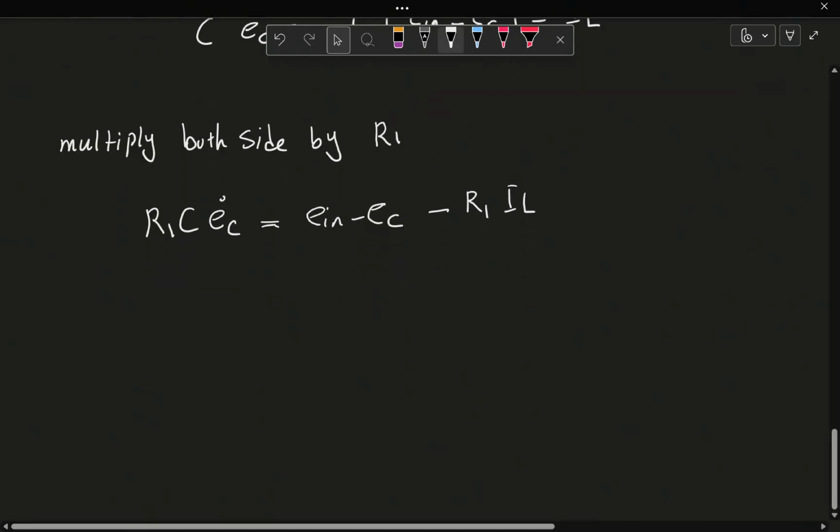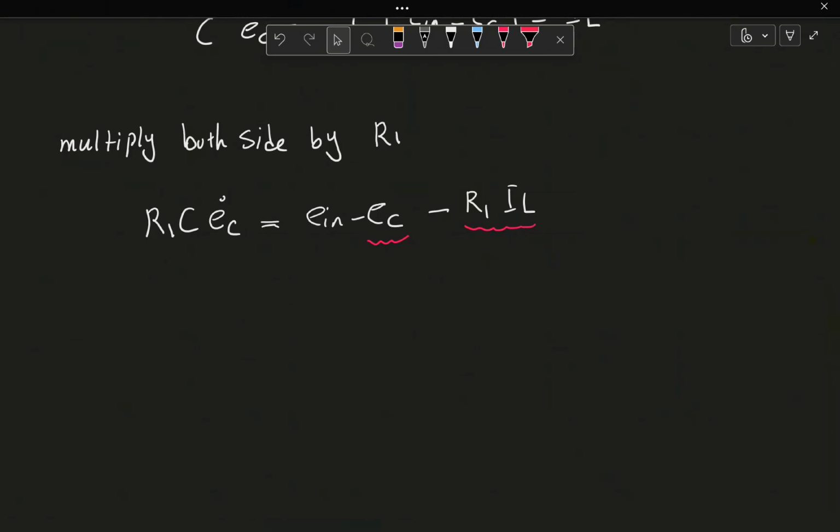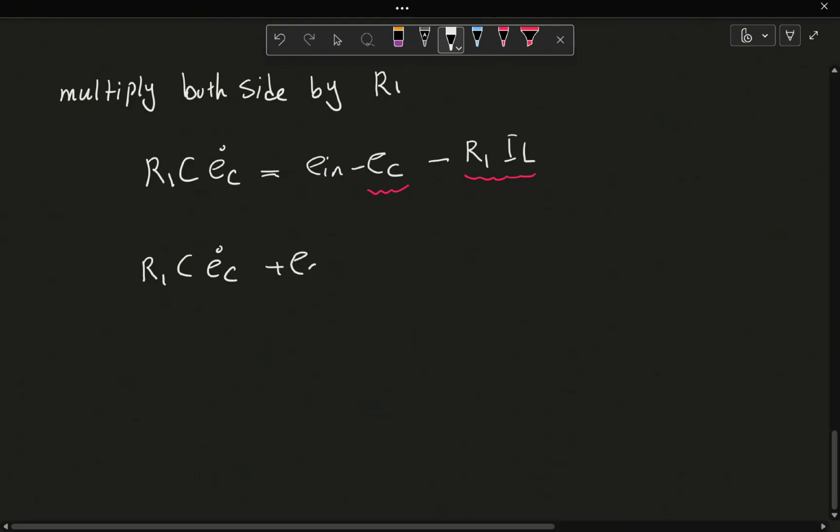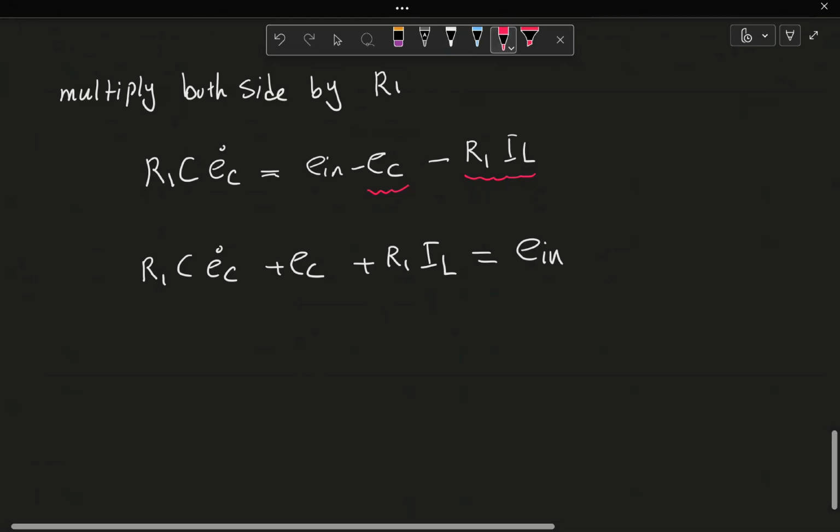Yes? Okay. Now look at this. Right now, these two terms on the right-hand side are dynamic terms. I'll bring them to the other side and flip their signs. Keep the input on one side. So it's going to be R1 C E dot C plus EC plus R1 IL equals En. Now, check for the signs. If the signs match, then you can box this equation.